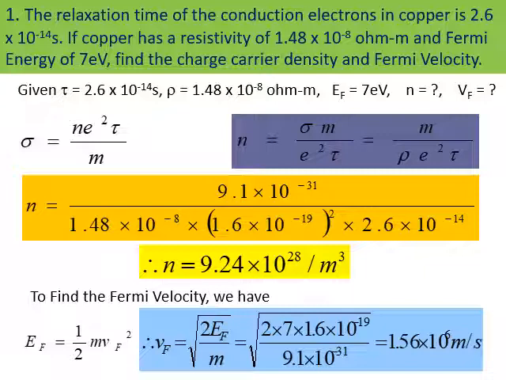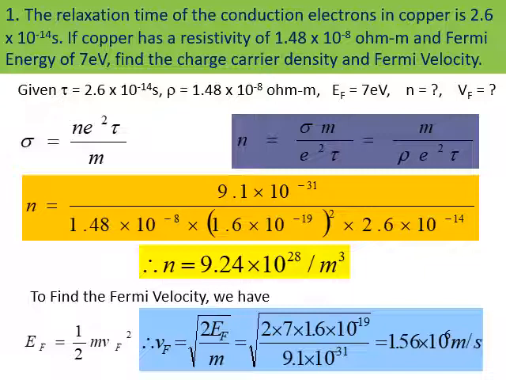Now to calculate the electron charge density, we have the conductivity equation as per the classical free electron theory. Sigma is equal to n e square tau divided by m, or we can rewrite the equation as n is equal to sigma m divided by e square tau. But we are aware sigma is the conductivity, which is reciprocal to the resistivity. Therefore I can write n equals m divided by rho e square tau, because sigma is equal to 1 by rho.